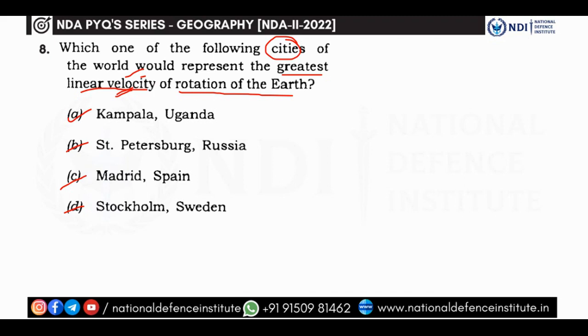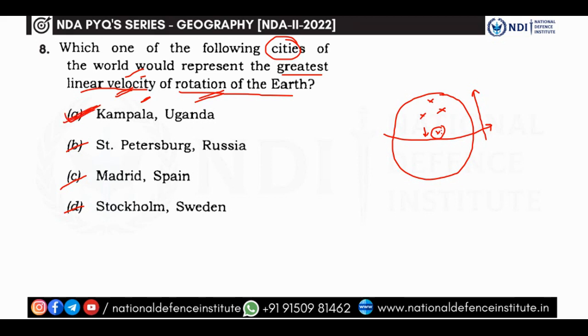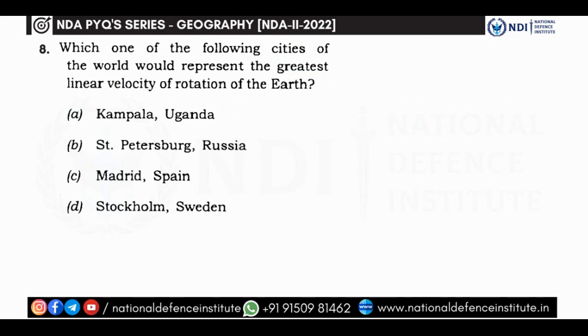See where exactly your rotational velocity is more. Of course, along the equator you have more. As you go from the equator towards the pole, it decreases. Because of that, the city which is close to the equator will experience more. If you take St. Petersburg, Russia, almost here, Stockholm, Sweden here, and you have Uganda, closer towards the equator. So we can directly go with that. This is your answer, not B, C, and D. So the answer is Kampala, Uganda, which has the greatest linear velocity. So this is the 8th question. Let's go for the next one.